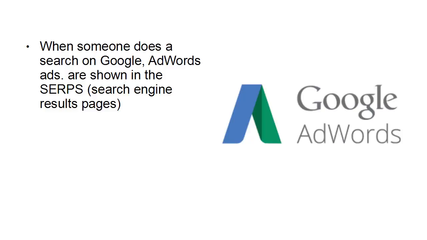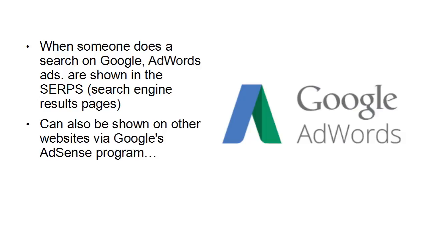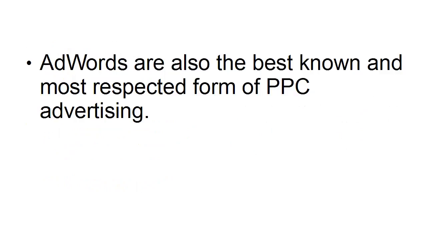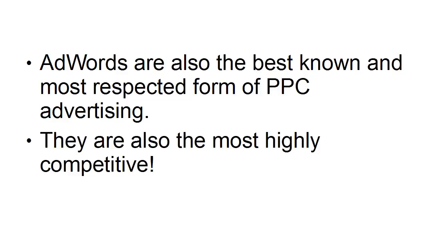Now, when someone does a search on Google, AdWords ads are shown in the SERPs, that's the search engine results pages, and they're generally shown down the right-hand column and sometimes across the top of the results. And you can see they usually say ads or sponsored results. You can also show an ad on somebody else's website via Google's AdSense program, meaning you can reach a very wide audience with Google AdWords. AdWords are also the best known and most respected form of pay-per-click advertising, but they're also the most highly competitive.